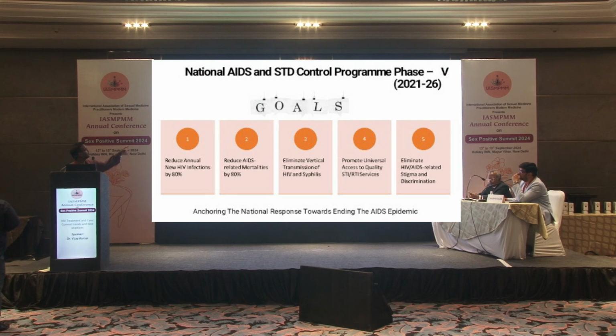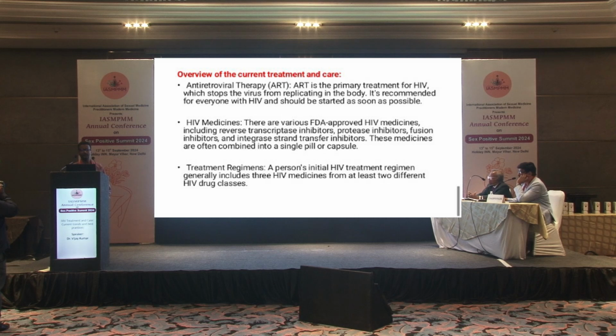Now we are in phase 5, which is 2021 to 26. These are the goals: reduce the annual infection by 80% and mortalities also, eliminate vertical transmission, promote universal access to quality care, and eliminate HIV related stigma and discrimination. These are the goals of the current phase of NACP.